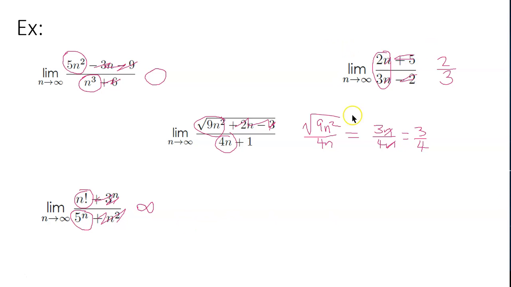Let me do one more. Okay, here I have 2 to the x on top, that's all I have, and a 5 to the n on the bottom. 2 to the x is faster.